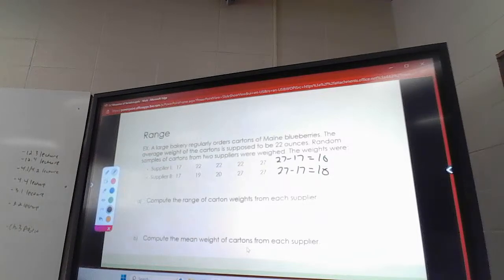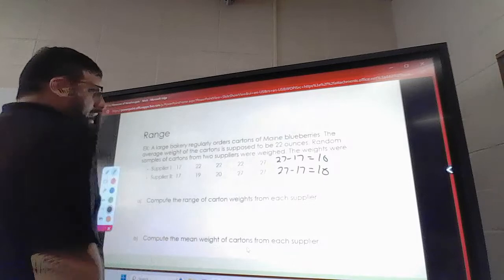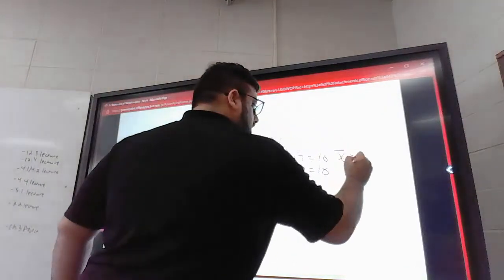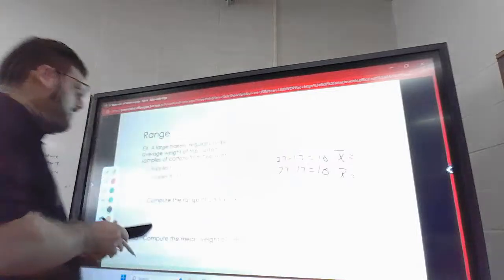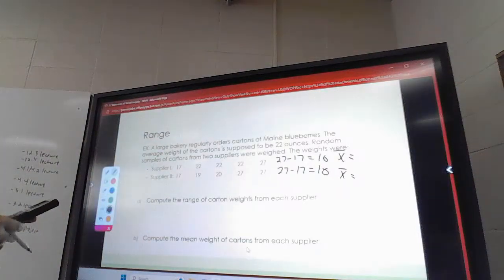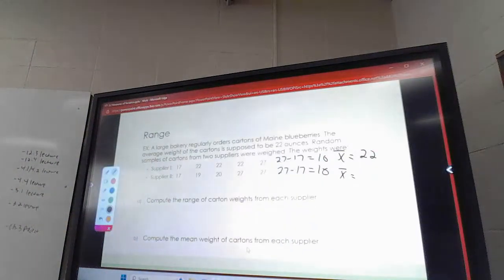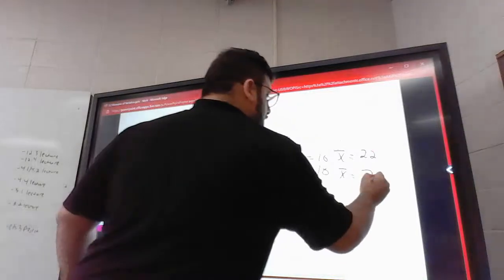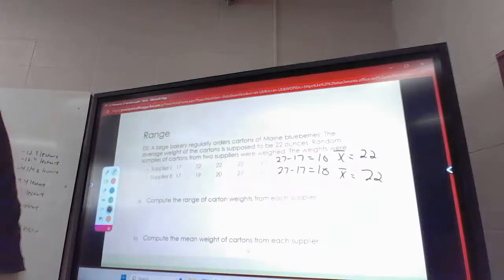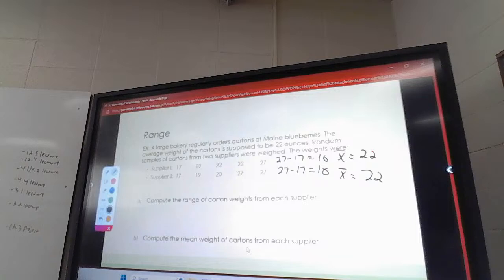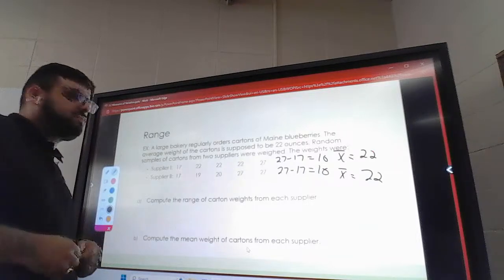Well, again, just like we did before, we're going to add each of these up and divide by the number of values. In this case, it would be 5. So let's see, 17 plus 22, 3 times, plus 27. That's 110 divided by 5. That's 22. Here, 17 plus 19 plus 20 plus 27 plus 27. That's, again, 110. So not only do they have the same range, but they also have the same average weight.